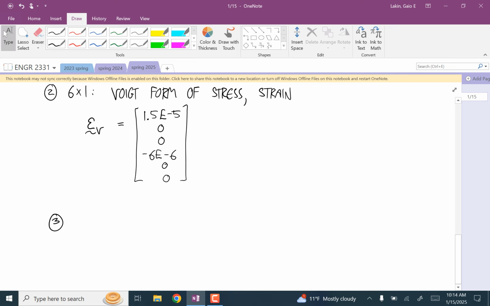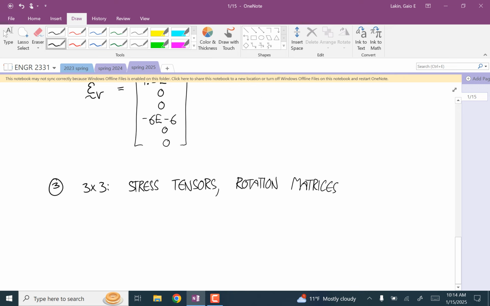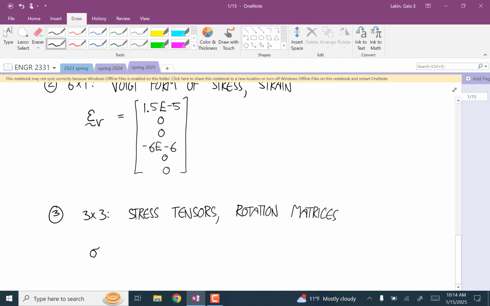Third is a 3x3 matrix. And we'll use this for stress tensors. That's the second way we'll represent stresses. And this will also be the size of our rotation matrices. And so for a stress tensor, we'll usually denote it with the Greek letter sigma. This is epsilon, by the way.